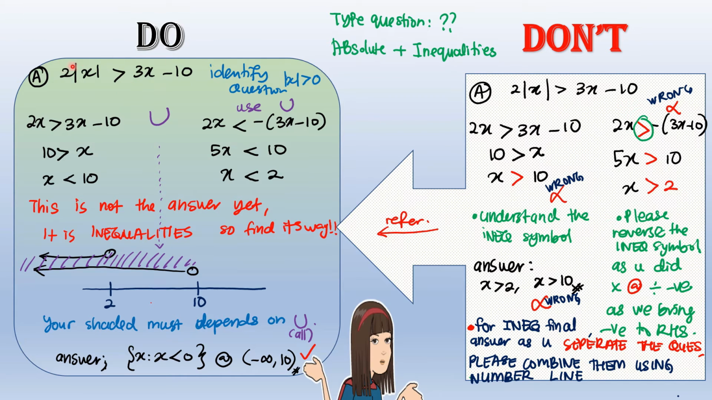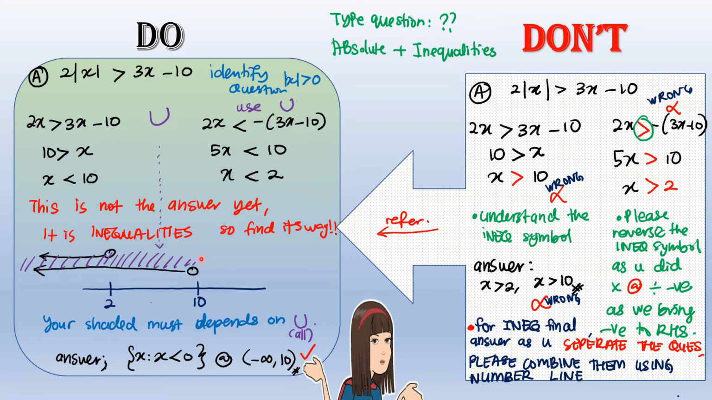Okay, the first thing is you have to identify what symbol to use in between. It is modulus x greater, so use union, or. It's separate to the left, separate to the right. Remember here, reverse the sign because you put the negative here. So it is union. You calculate, but this is not the answer yet. It is an inequality, so find its range.